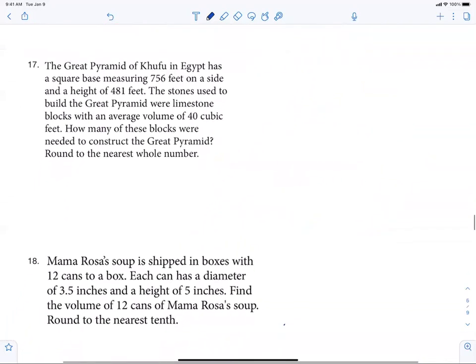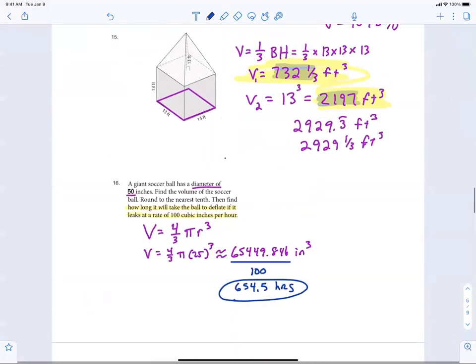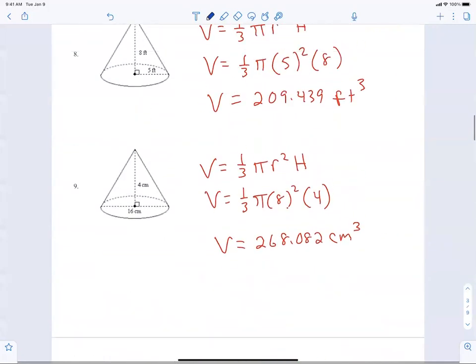Let's take a look at 17. So it says the Great Pyramid in Khufu, Egypt has a square base measuring 756 feet on the side and has a height of 481 feet. The stones used to build the pyramid were limestone, an average volume of 40 cubic feet. How many blocks were used? All right, so we have to calculate the volume. All right, so everybody knows what a volume is, right? And I'm going to draw the shape just to make sure I'm trying to find.